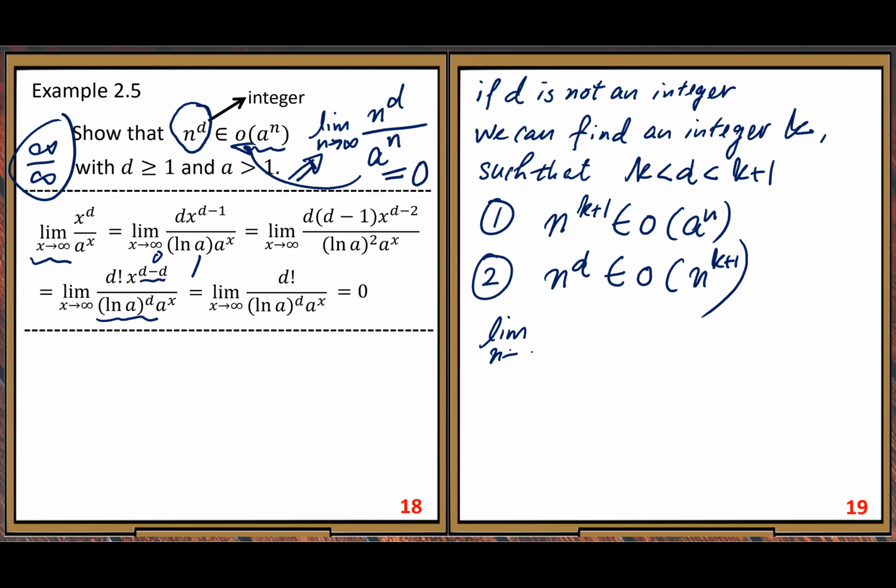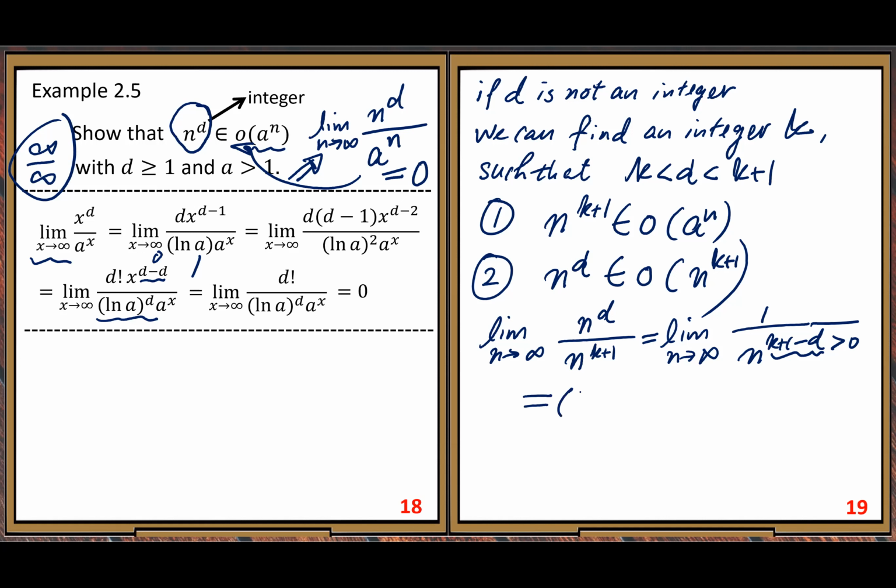When we write the limit n to the d over n to the k plus 1, you do cancellation. The numerator is 1, denominator is n to the k plus 1 minus d. We know this is a positive constant, so the denominator goes to infinity. Numerator is 1, denominator to infinity, so the limit is 0. If the limit is 0, we get this little o.